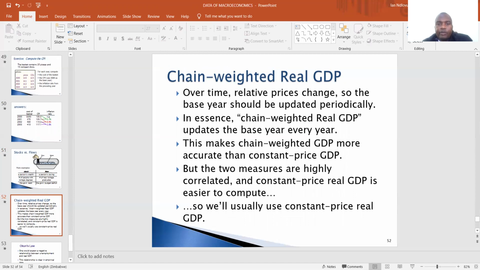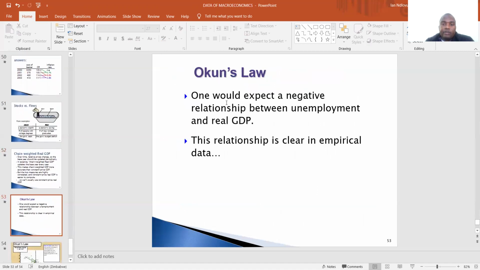Chain-weighted real GDP. Over time, relative prices change, so the base year should be updated periodically. In essence, chain-weighted real GDP updates the base year every year. This makes chain-weighted GDP more accurate than constant price GDP. But the two measures are highly correlated, and constant price real GDP is easier to compute. And so we'll normally refer to constant price real GDP.